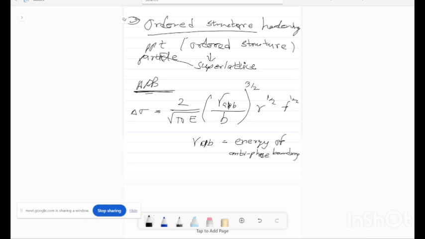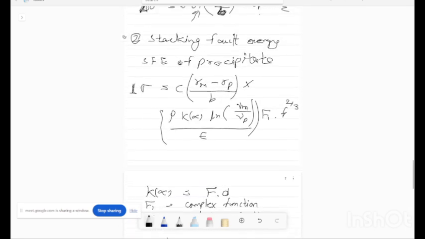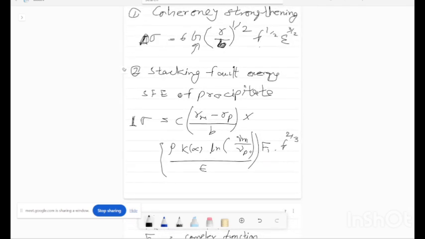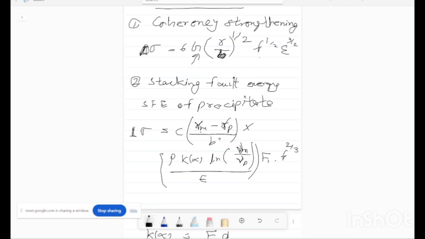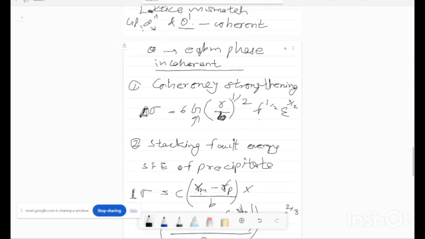One correction: here it is gamma, which is energy. So in the previous cases also, here mu m is the volume fraction of matrix and the particle. Here it is not R, it is gamma: the stacking fault energy of matrix and stacking fault energy of particle divided by Burgers vector, which means it is the energy per unit length. Here also it is gamma, meaning the coherency strain energy.